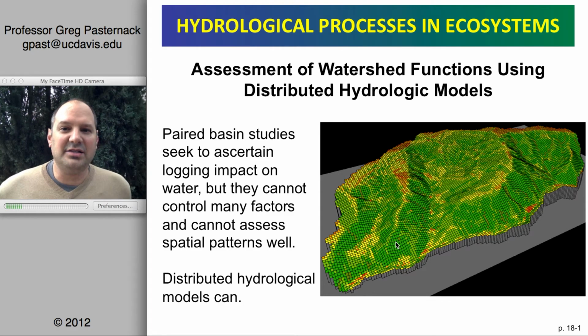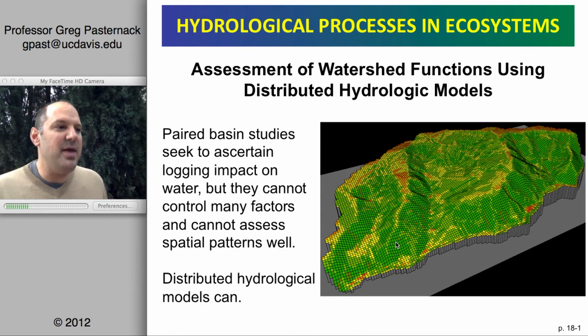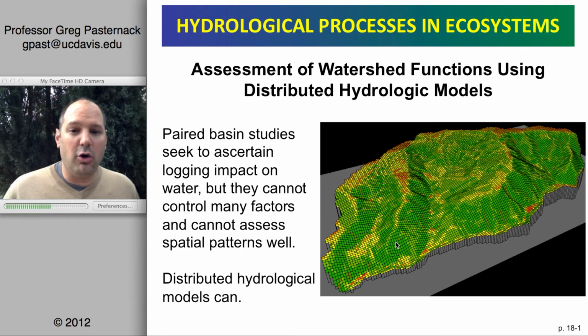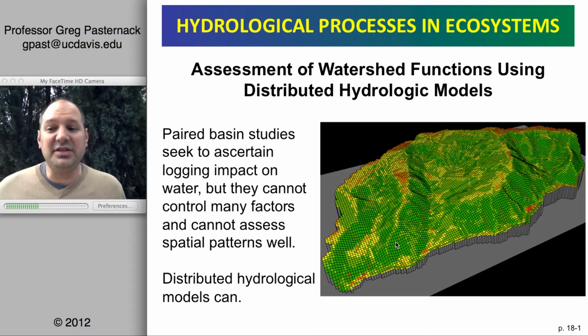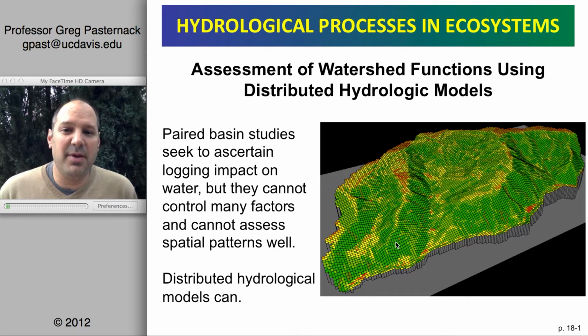Within that context, we've previously seen the use of paired basin studies to try to get logging impacts by looking at one basin and keeping it as a control, and then taking another similar basin, logging it, and seeing how the relationship between the two basins changes comparatively.